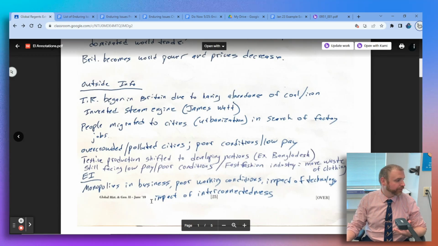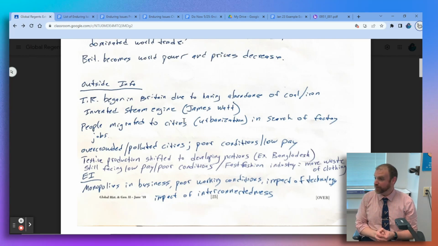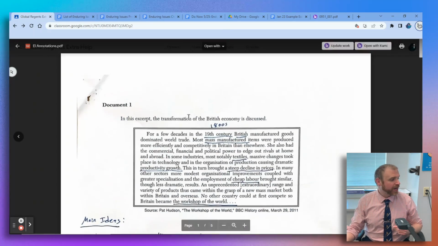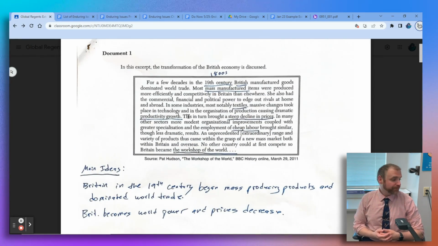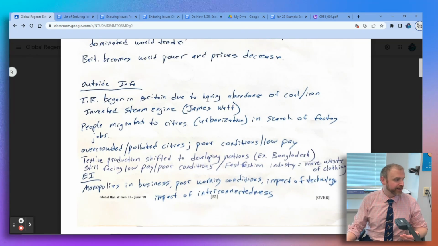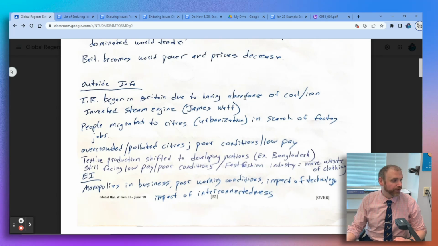Try to think of outside information in terms of historical circumstances, like what else was going on in the world that would explain the event in a document. Maybe you know some side information. So for example, document 1 here was about Britain producing things in factories. So what I did in my outside information is I put down a cause of the Industrial Revolution that's not in the document. Right? Do you guys remember what the word abundance means?